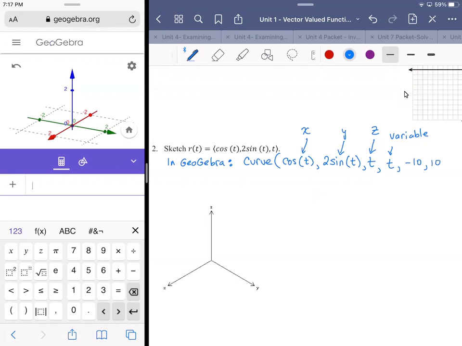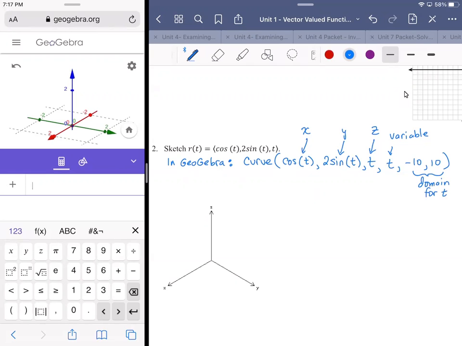Even though it's a trig function, it's a pretty reasonable way to go, because not all components are trig, right? So it'll allow for all the trigonometric values, but it'll also give us max and min z values that are pretty finite, negative 10 to 10. So this is our domain for t.